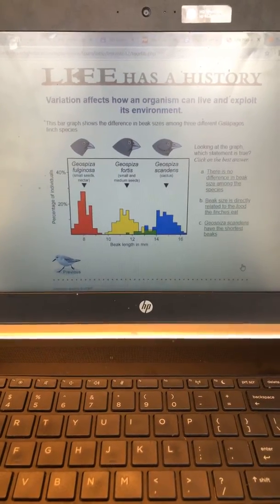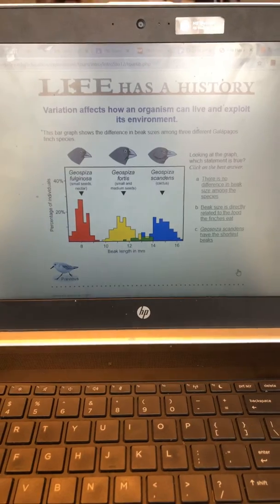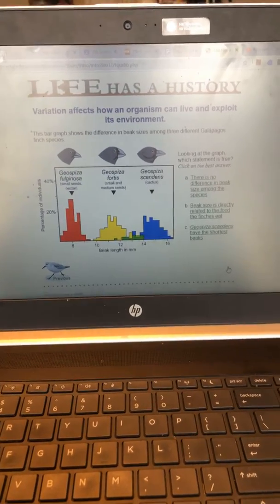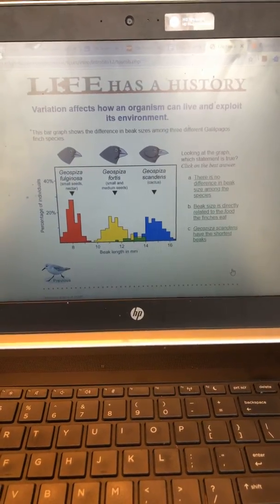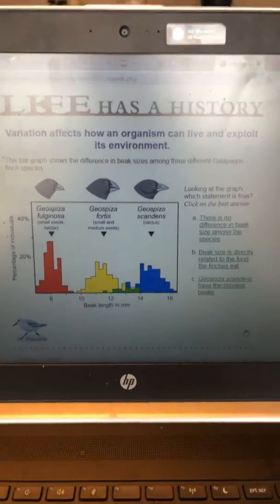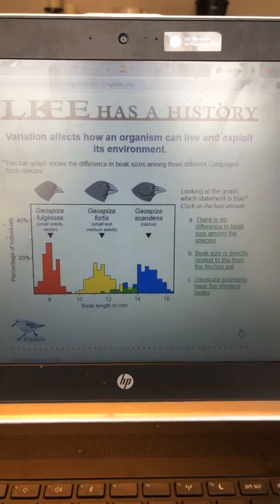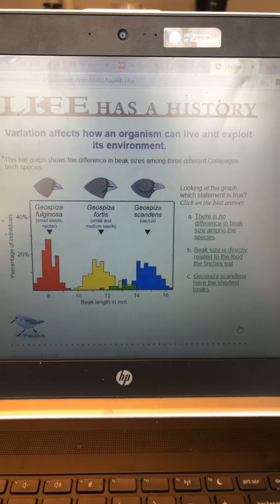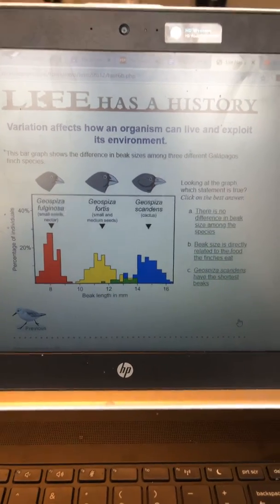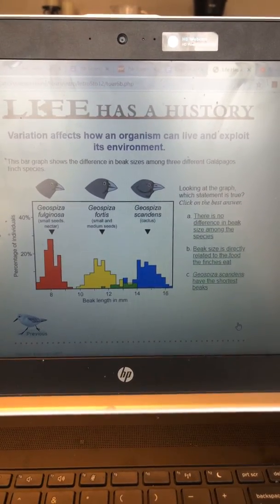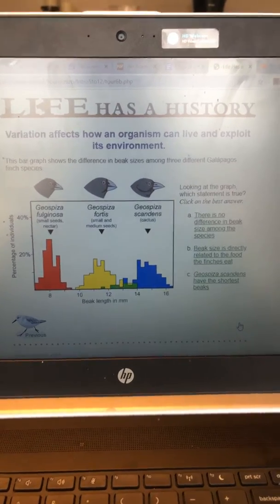The bar graph shows the difference in beak sizes among the three different Galapagos finches. Look at the graph. Which statement is true? There's no difference in beak size among the species. Beak size is directly related to the food the finches eat, and Geospiza scandens have the shortest beak.